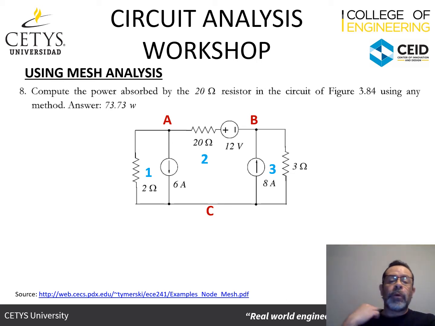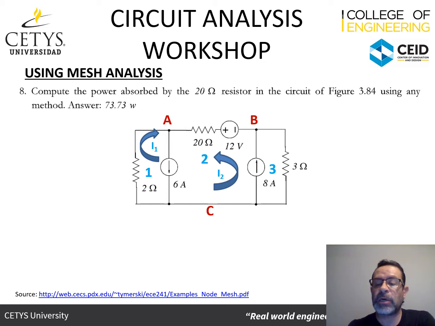Okay, now once we've identified the meshes and the nodes, let's start to set up or establish currents that are going to be going through the meshes. So in mesh number 1, we're going to have a current that I'm going to call I1, and that's going to go clockwise. In mesh 2, I'm going to have a current called I2 that I'm going to say goes counterclockwise. And in mesh 3, I'm going to have a current called I3 that's going to go clockwise.